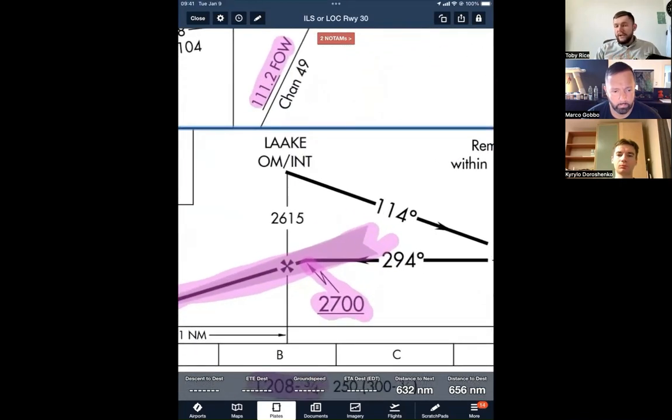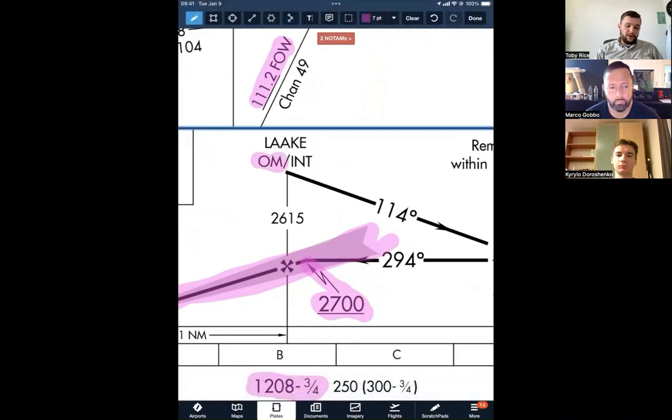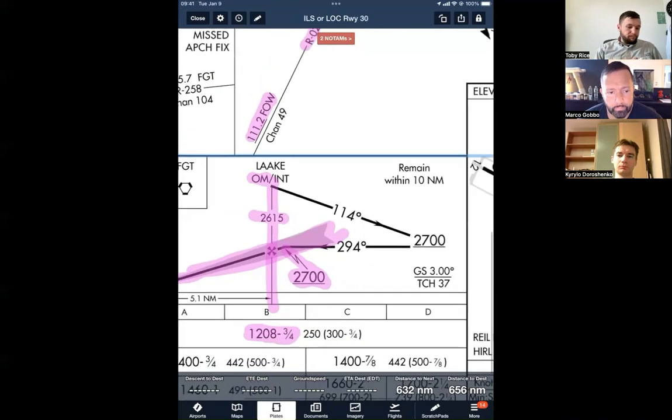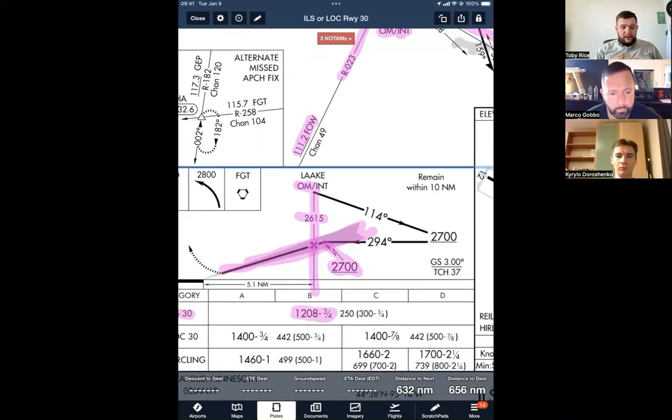So the way you check yourself on an ILS is if you join the glide slope and you are on the localizer and on the glide slope and you hear the outer marker located right here, then you should be at 2615 on your altitude. You can use that to cross-check to make sure your instruments are correct, to make sure you know exactly where you are on the procedure. Does that make sense? I'm going to go with yes on that. Okay, cool. So that's an example right there.